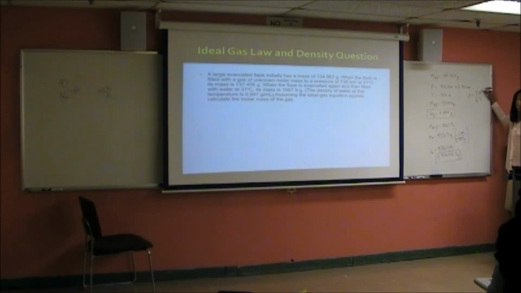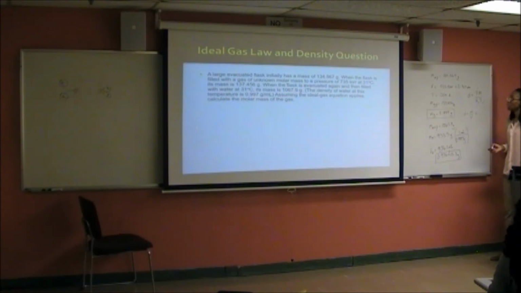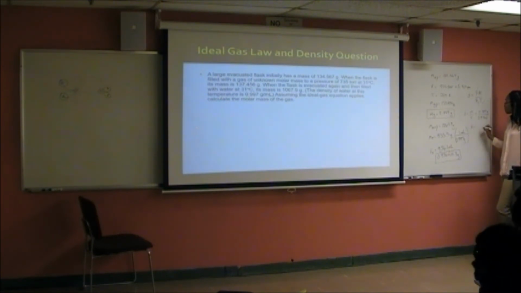We need to find our molar mass. We have our R, we have our T. Do we have the density of this gas? No. How do we find the density of the gas? Density is equal to mass divided over your volume. So what is the mass of your gas? 2.889 grams divided by 0.936 liters.